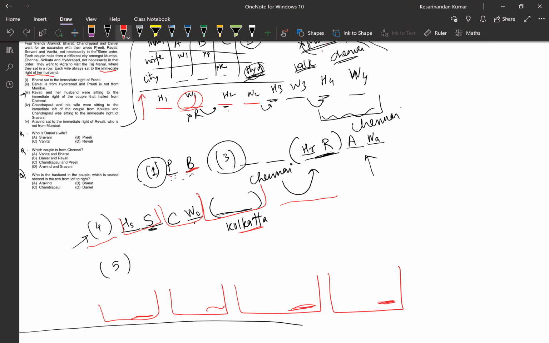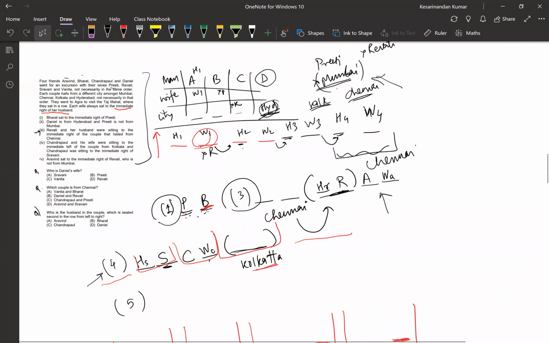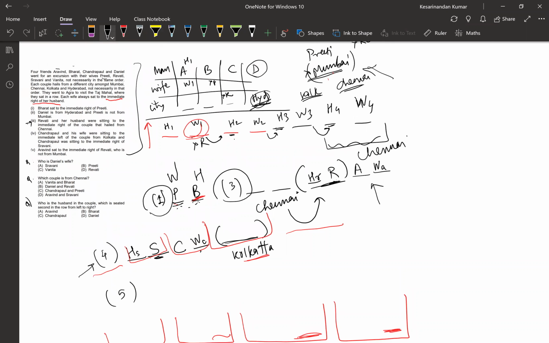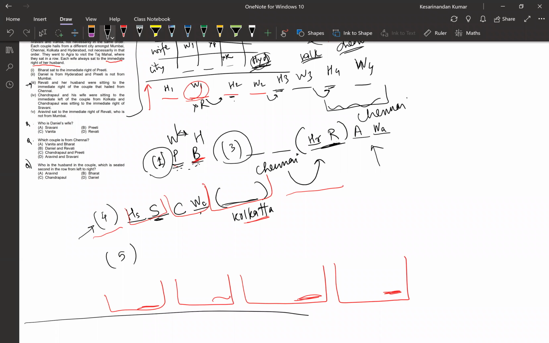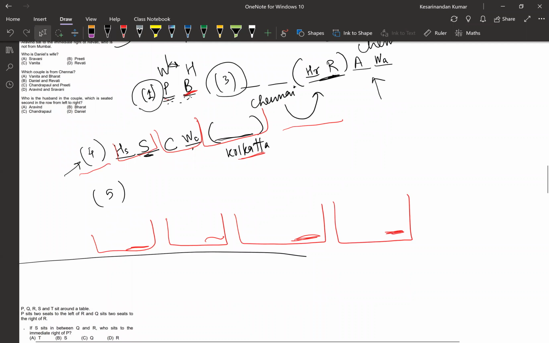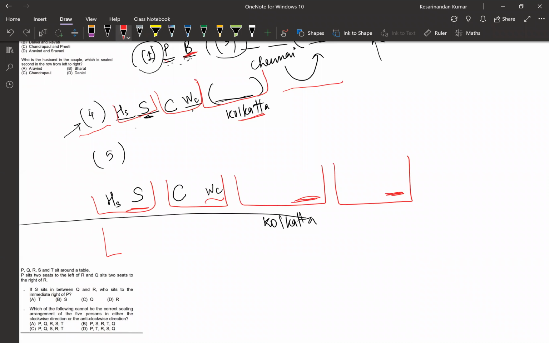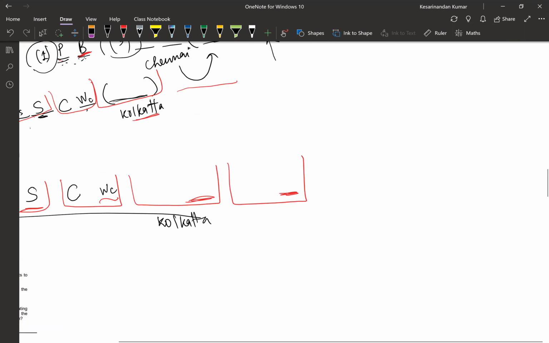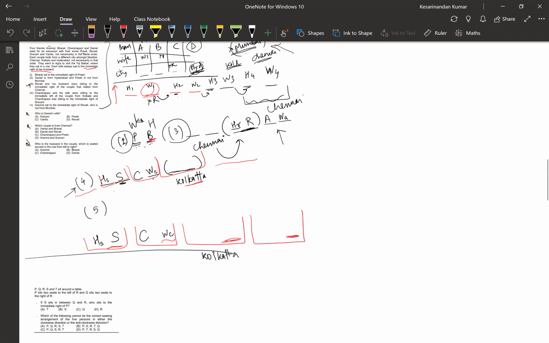Now let's interpret what we can get from this. P, B. Since P is a wife, not this, and B is the husband, and the two are not husband and wife of each other. Let's take two scenarios. Let's take the first scenario where this is the first couple, H, husband of S, then we have C, wife of C, then we have the couple from Kolkata, and we have the fourth couple. Or let's take this as the first couple. How will that pan out? Let me take it here. 2, 3, 4.